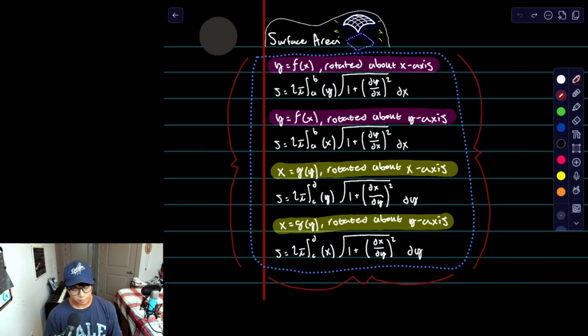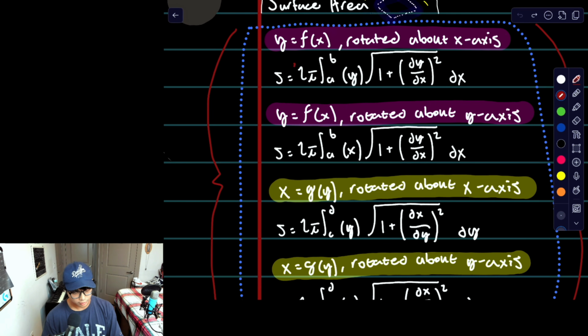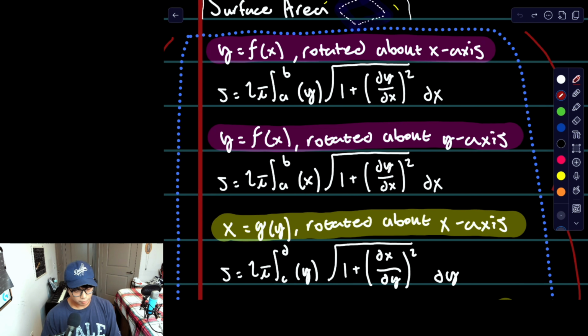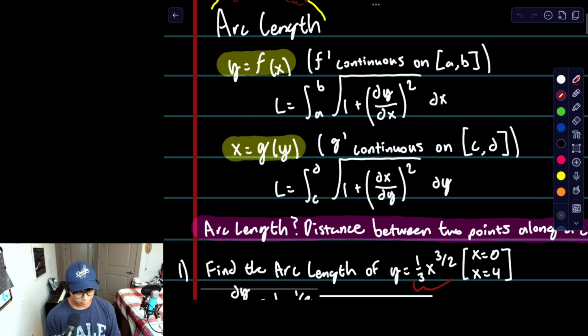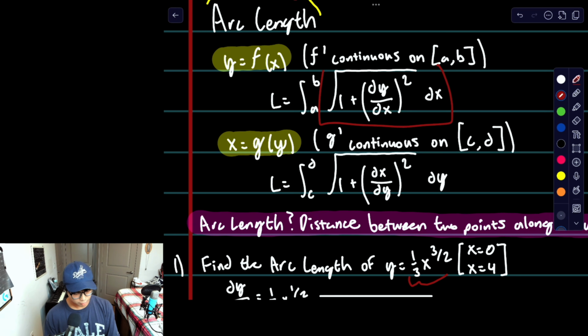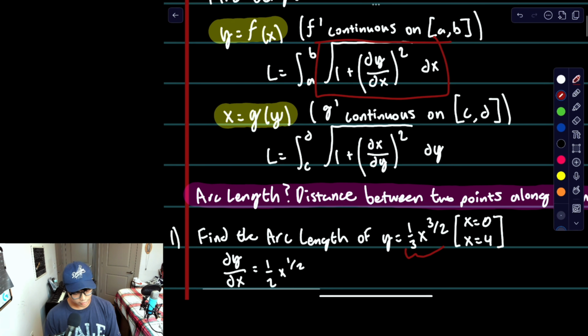Now the reason this is so similar to shell method is because we are revisiting the 2 pi as well as our radius, which here is x or y, depending on which axis you're rotating about, but this time we are multiplying with the arc length formula, which if you recall over here in my notes is the square root of 1 plus dy over dx squared or dx over dy squared, depending on what your function is.